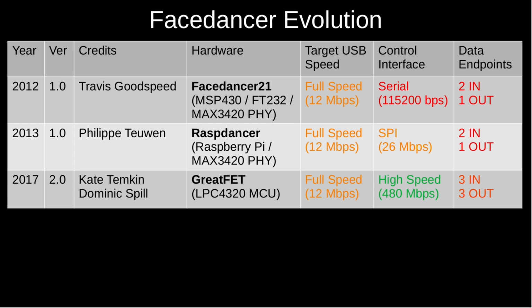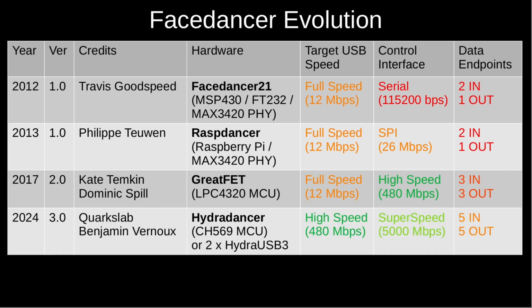In 2017, Kate Temkin and Dominic Spill, working at Great Scott Gadgets, released Facedancer 2. This was a new version of the project with a new API, and they added support for GreatFET, which is another Great Scott Gadgets product. You could control this over a high-speed USB link, but it's still full speed on the target side. It had more endpoints, like 3 each way, but it's still a constraint on what you can emulate.